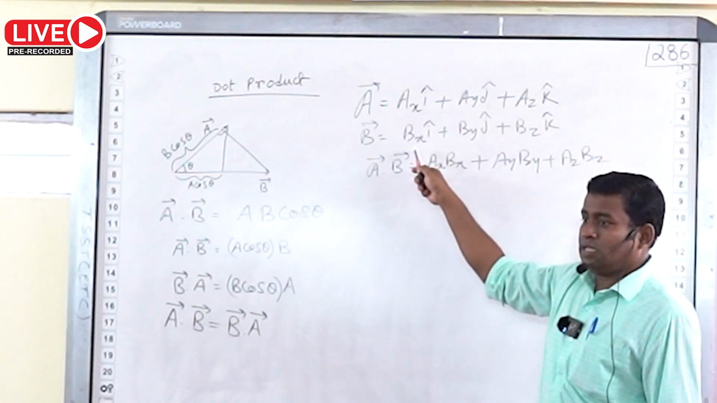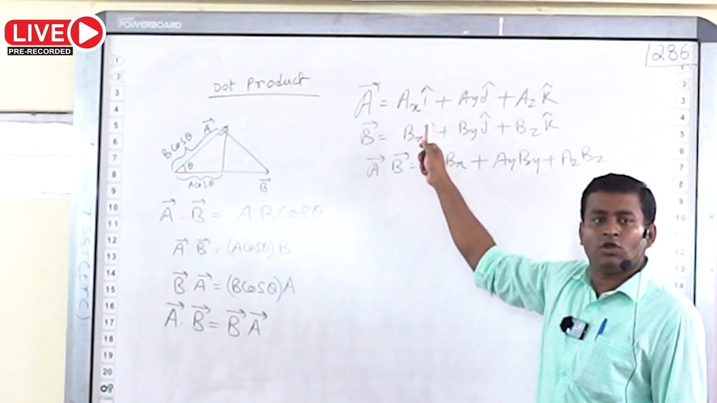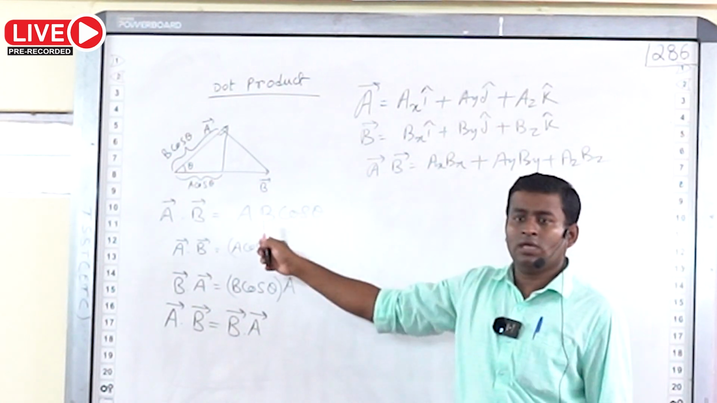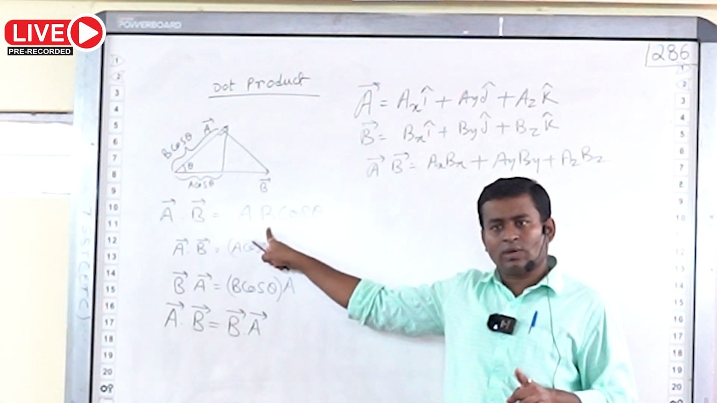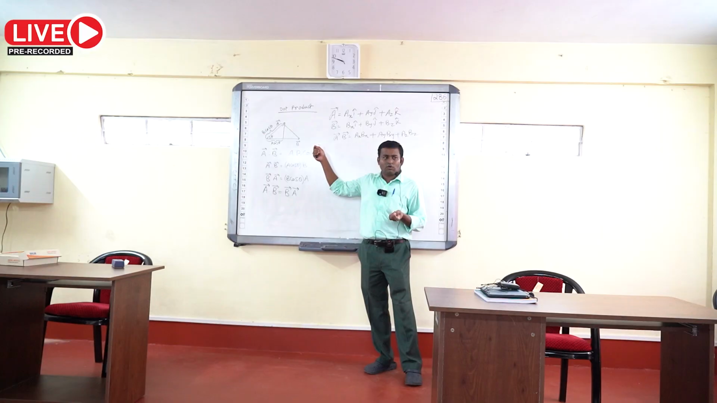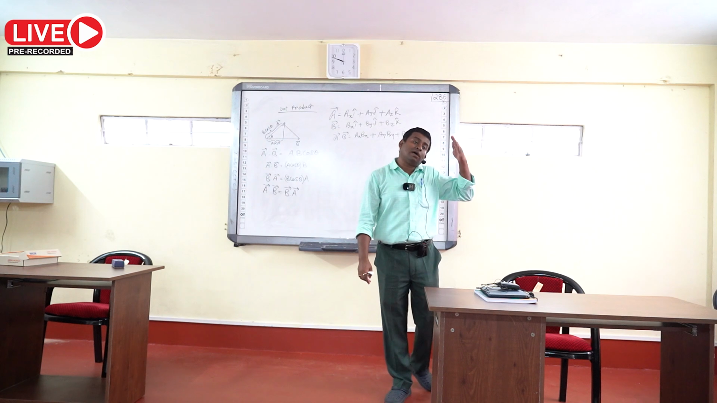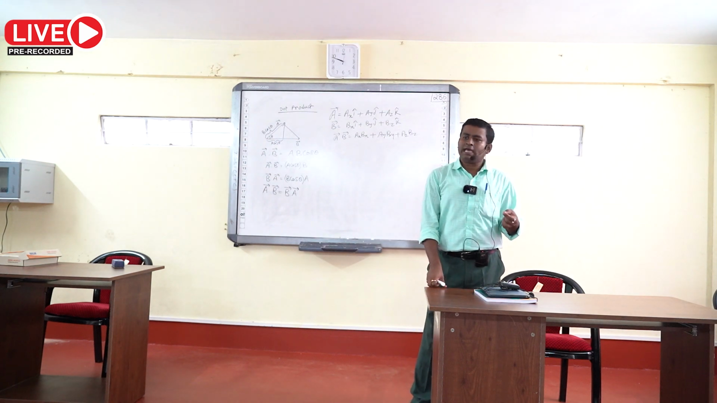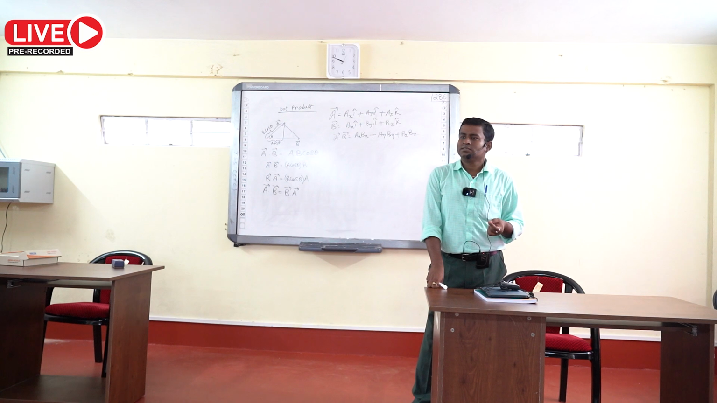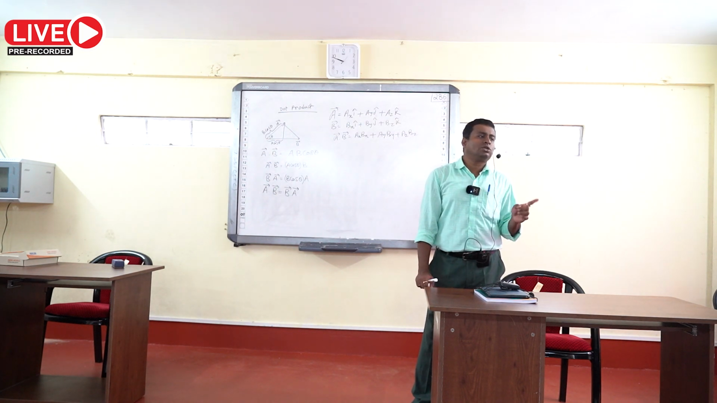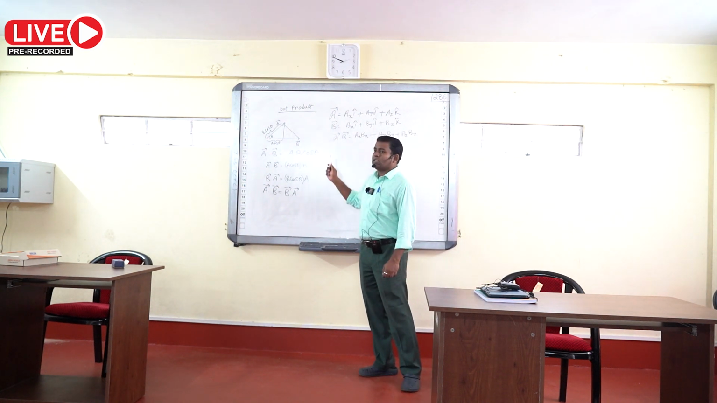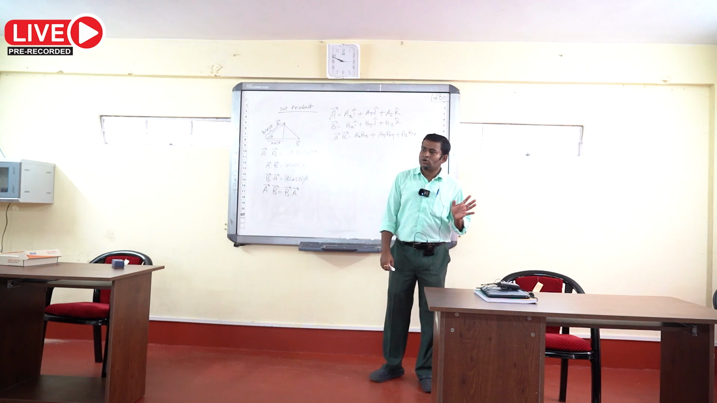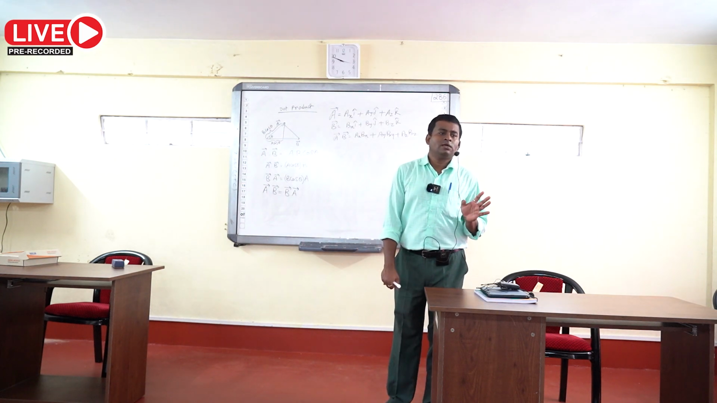Because first term Ax Bx you have to write i dot i, and then following this rule i cap means magnitude is 1. Second one is also i cap, in that case i dot i if I am calculating, then magnitude is also 1. And what is the angle between i with i? Both are along x-axis, so angle between them is 0 degree. So in that case cos 0 will be 1 and you will get i dot i will be 1. Similarly j dot j will be 1, k dot k will be 1.